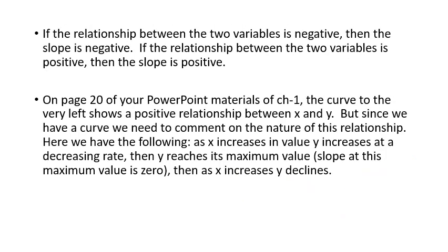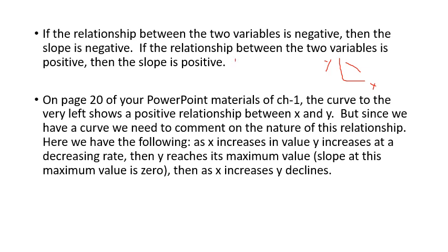If the relationship between the two variables is negative, and this is what I displayed in the past, here this is a negative relationship. Okay? This is y, and this is x. Here, every time x increases, y decreases. If x decreases, y increases. In that case, we say that the relationship between x and y is negative. Okay, and as a result, the slope is negative.